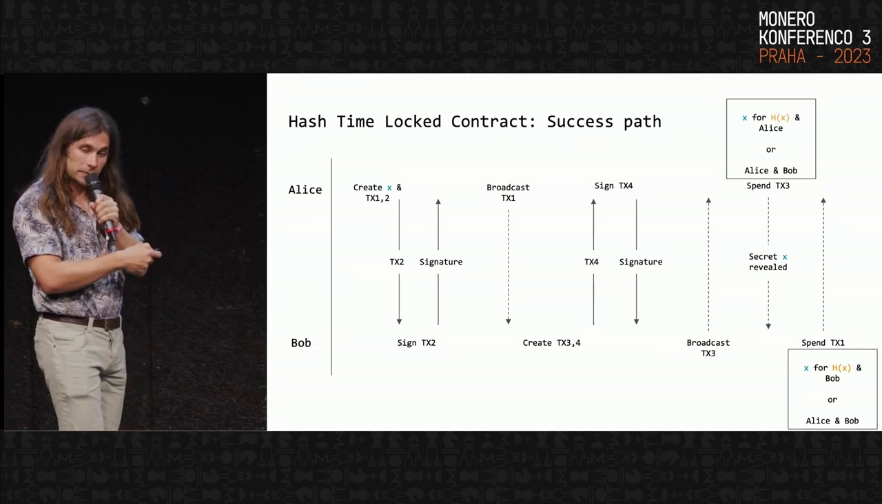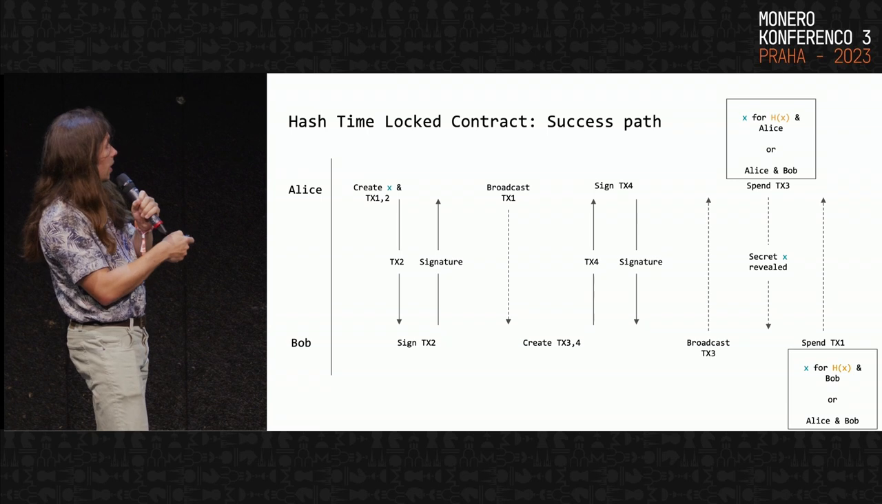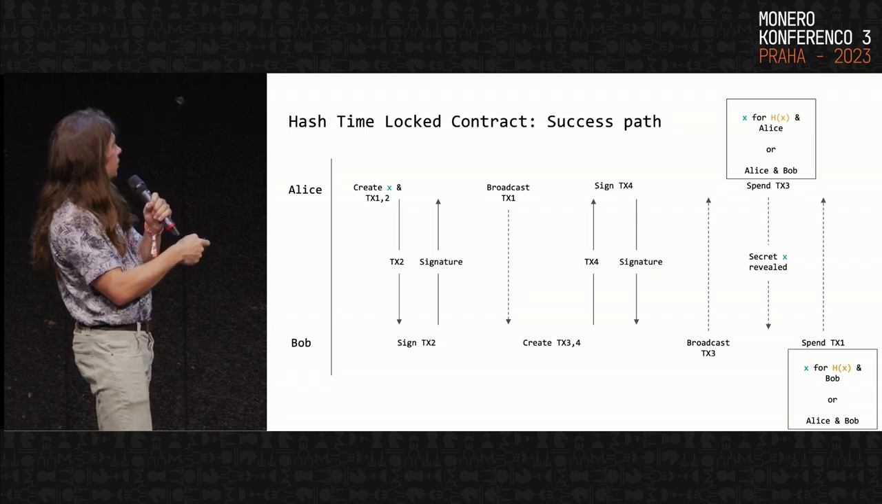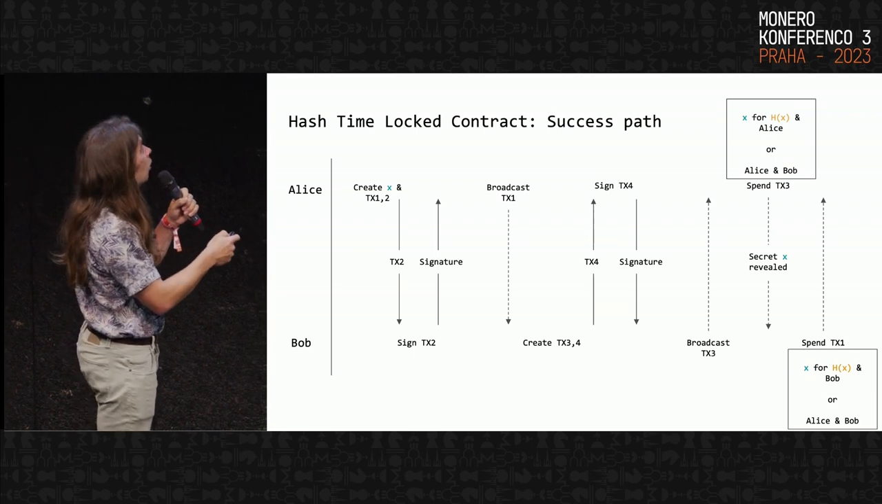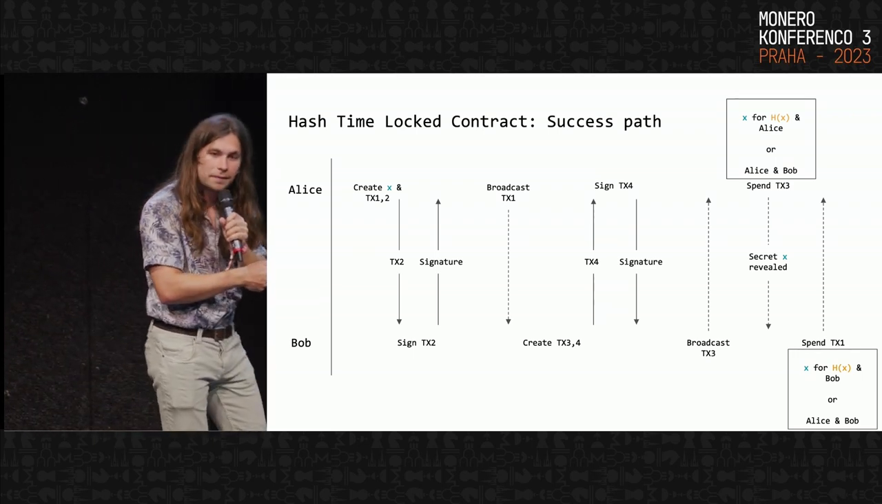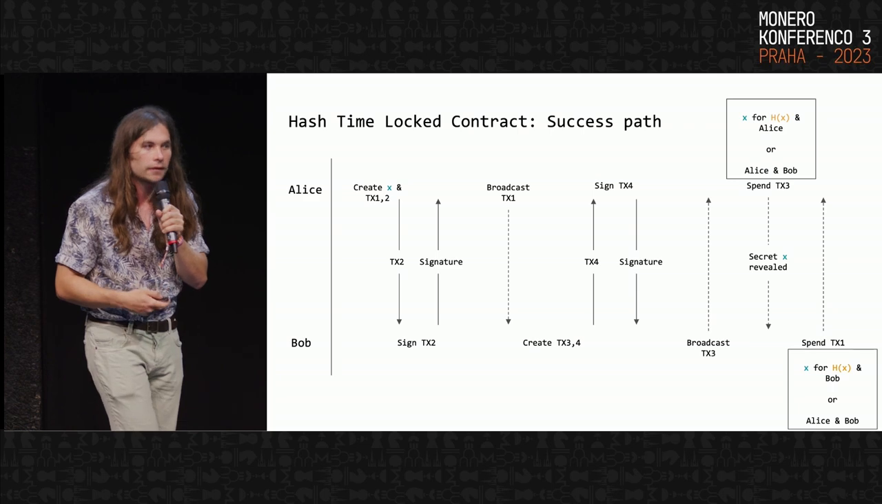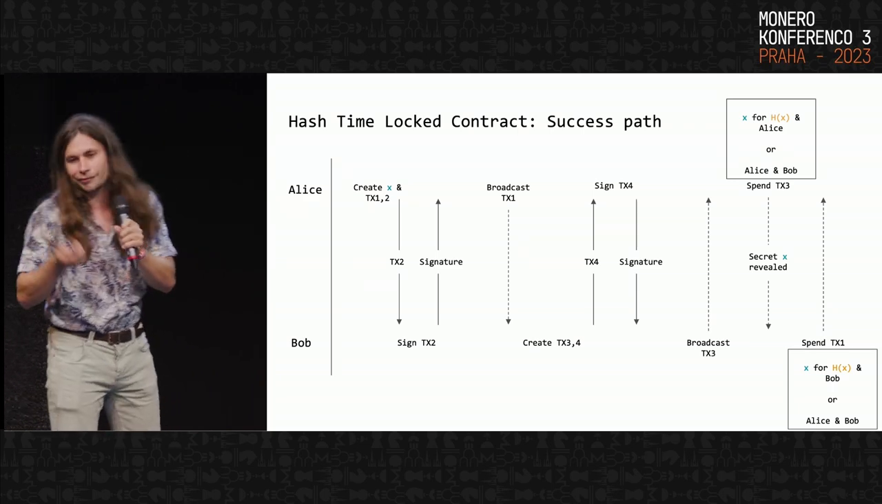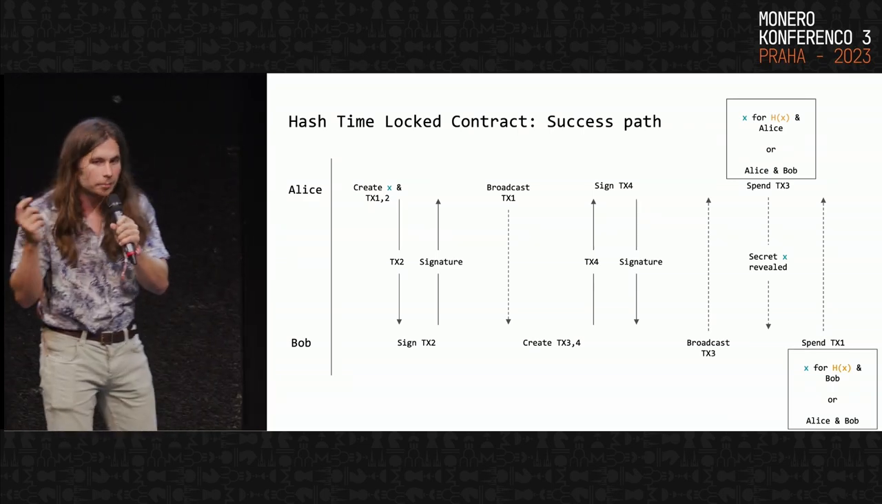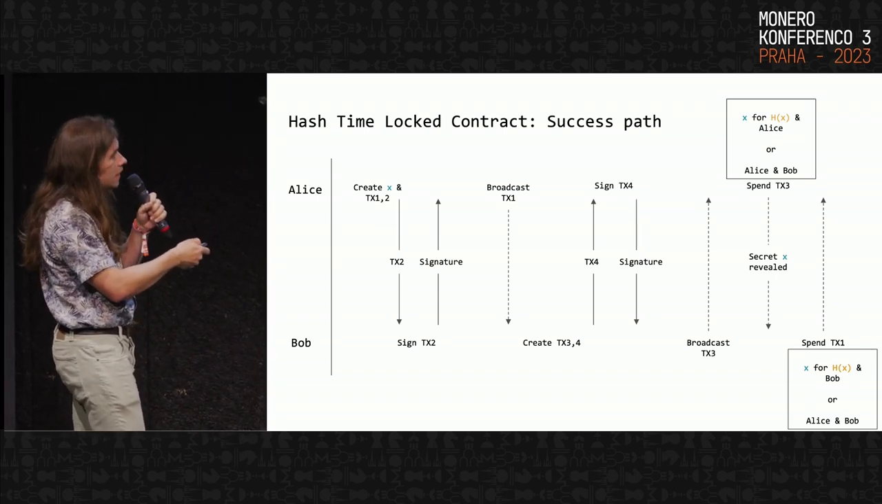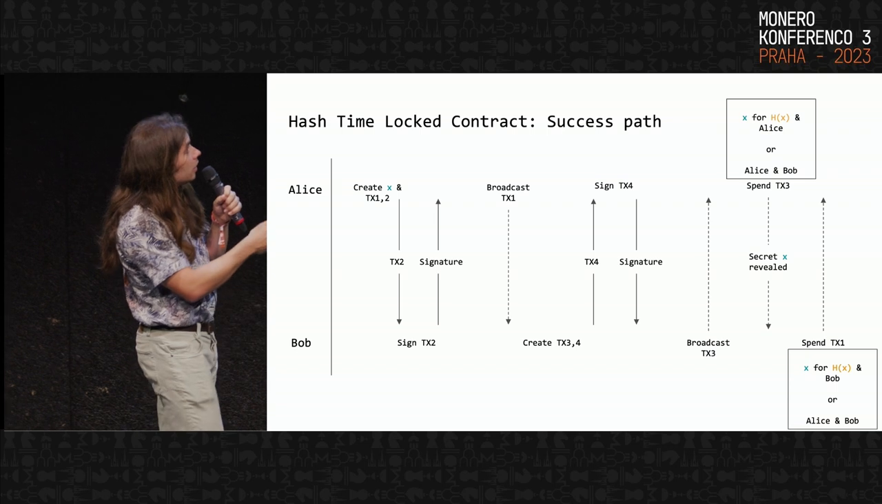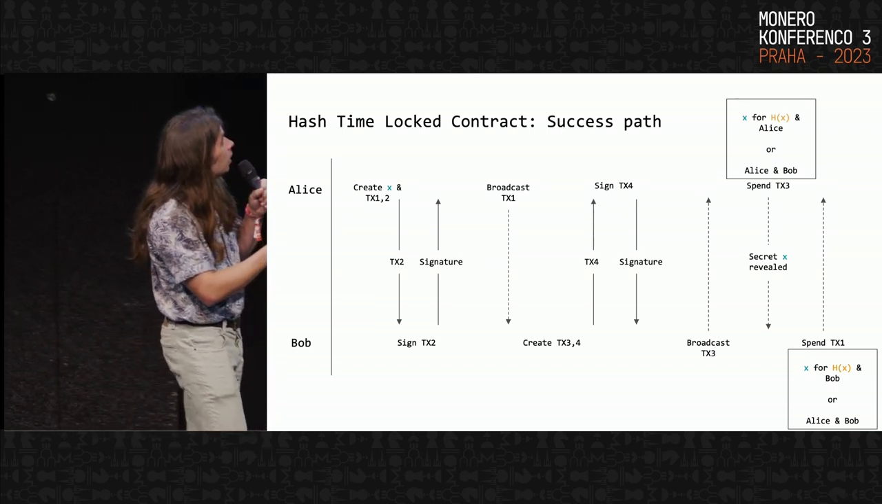Then once Bob sees this being mined and finalized, or in the meantime, he can create transaction three and transaction four, and he sends transaction four for Elise to sign. Once he's received the signature, he's also safe, knowing that he can refund his coins in case Elise dies or goes on a weekend bender and won't be responding anymore. And then once he receives that signature, he broadcasts transaction three and sends that back over to Elise.